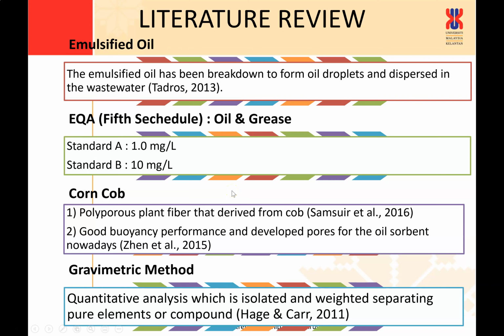This study will use Corncob. Corncob is a porous plant fiber that is derived from corn and has good performance and developed pores for oil sorbent nowadays. And to determine the concentration of oil in wastewater before and after remediation, the gravimetric method was used. Gravimetric method is a quantitative analysis in which the substance is isolated and weighed, separating pure elements or compounds.